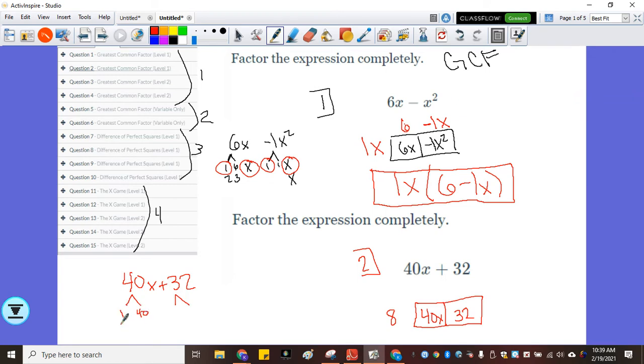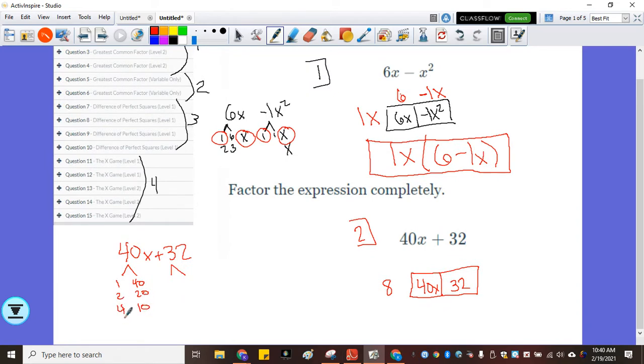Or you can sit here and make the list. 1 and 40, 2 and 20. 3 doesn't go into it. 4 and 10. 5 and 8. 6 doesn't go into 40. 7 doesn't go into 40. 8's my next number. That's all your factors. I'm trying to go quick. For 32: 1 and 32, 2 and 16. 3 doesn't go into it. 4 and 8. 5, no. 6, no. So my greatest number is 8. So if you're not going to use a calculator, except like a scientific calculator, you'll have to make all your factors and choose the biggest number they have in common.